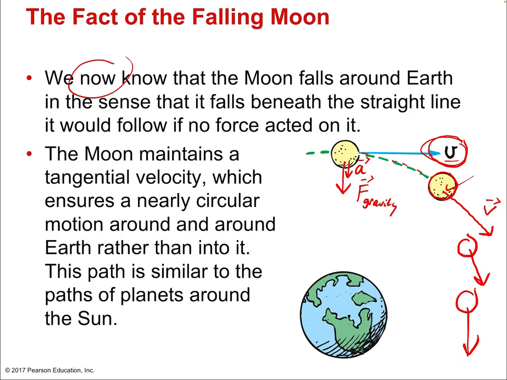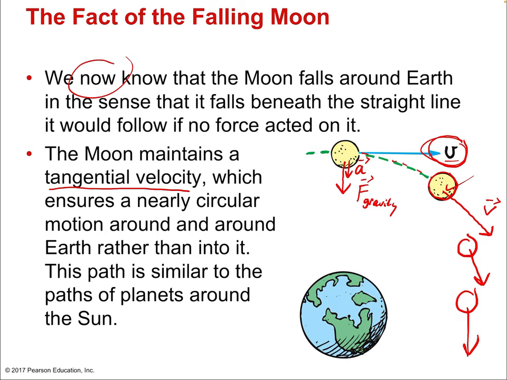Okay, the moon maintains a tangential velocity, that's its speed, and the length of the blue arrow, which ensures a nearly circular motion around and around Earth, rather than into it. If it was going slower, then it would fall into Earth. It would spiral into Earth. Okay, if it was going really slow, it would just take one big arc and crash right in. Okay, if you let the moon go from rest, it would fall straight down, right? Okay, but it's not. The moon is not at rest, and the moon is not going too slow. The moon is going just the right speed because it is the leftover dynamics of a lot of things going just the right speed.